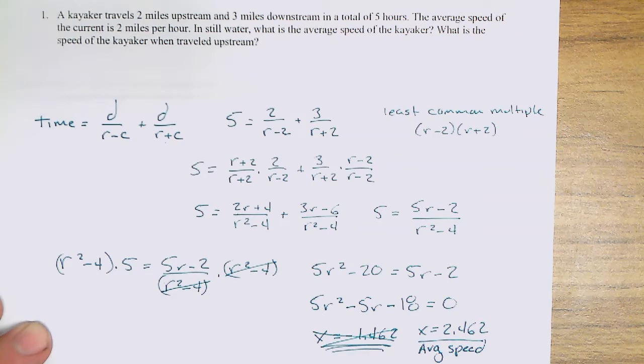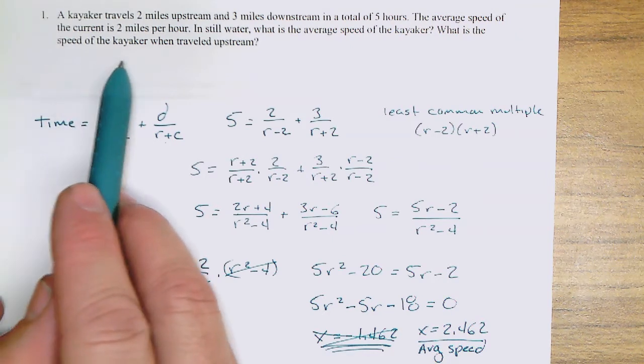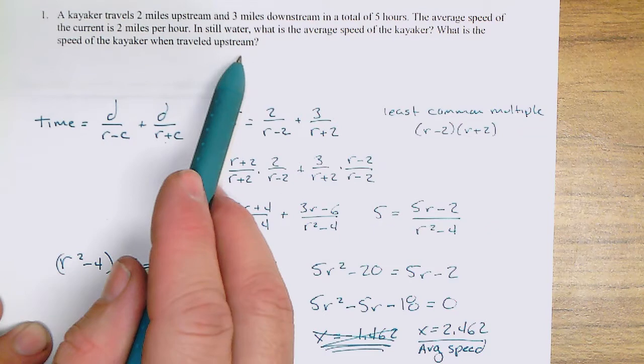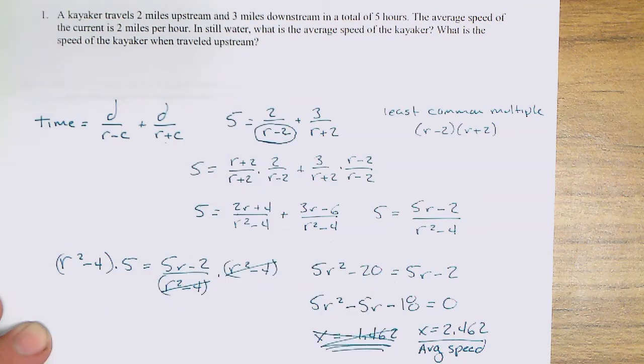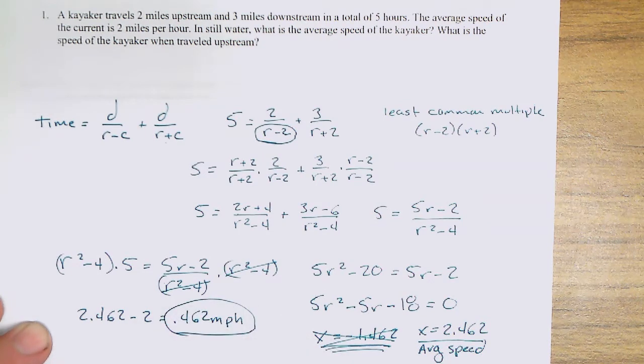Now, it also asks, what is the speed when the kayaker traveled upstream? Well, we know the current right here, his speed is going to be his average speed minus the current. So 2.462 minus 2, or 0.462 miles per hour. There's our solution.